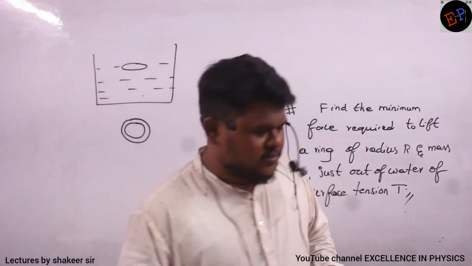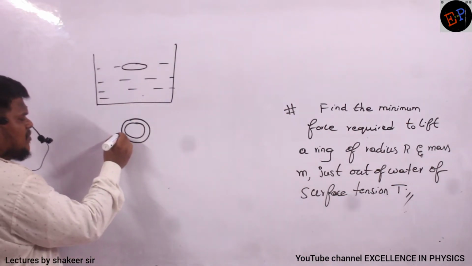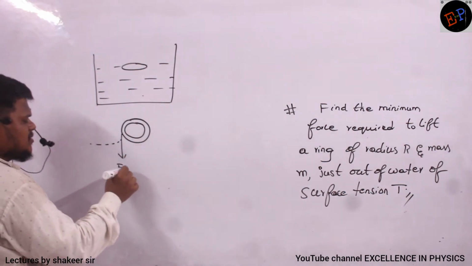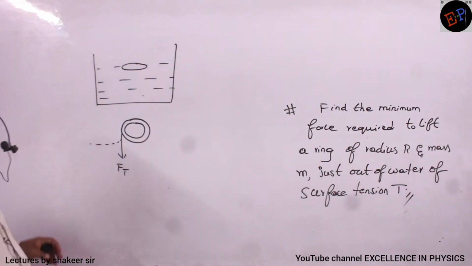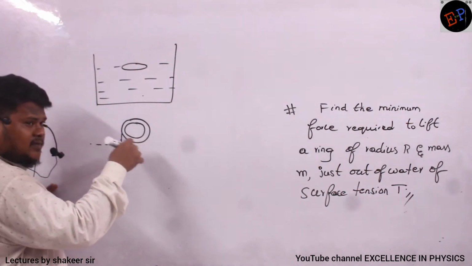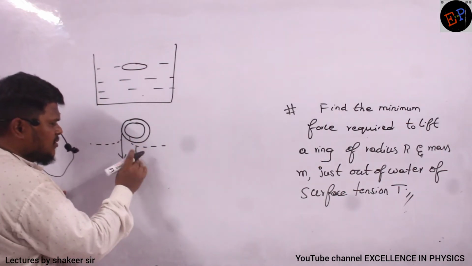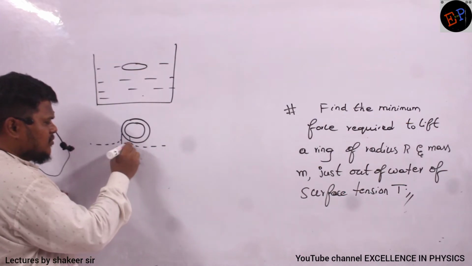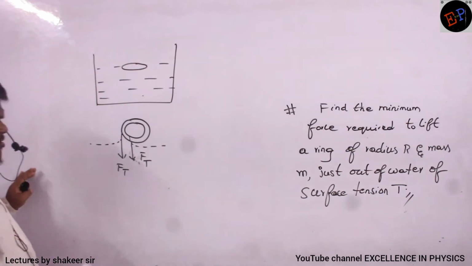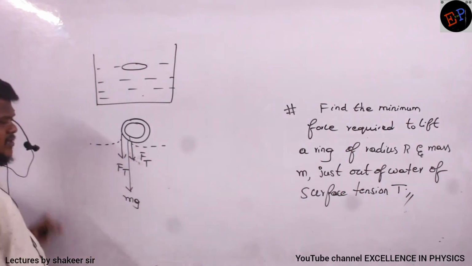So if I lift this ring upwards, the water molecules which are touching one surface will pull this ring downwards. It means surface tension forces are acting on one side. Similarly, there is an inner surface also, which is also in contact with the water molecules. So those water molecules also pull the ring in the downwards direction. So there is one more surface tension force which is acting. And in addition to both of them, the weight of the ring is also acting.